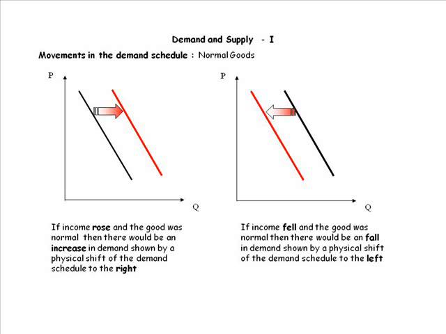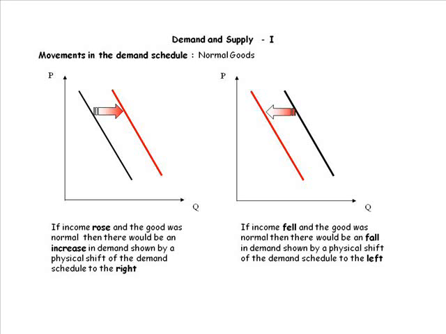Now when income changes, we need to be careful that we are able to distinguish between what we call normal goods and what we call inferior goods. A normal good is a good which, if income rises, the demand will increase, and if income falls, the demand will decrease. An inferior good is one where if income increases, then demand will start to decrease, but as income falls, demand will increase. Now, such goods could be the basic range of any of the supermarkets.